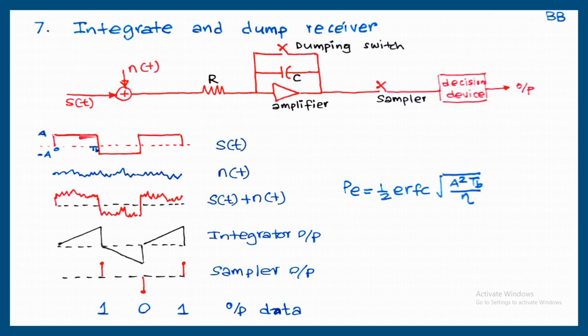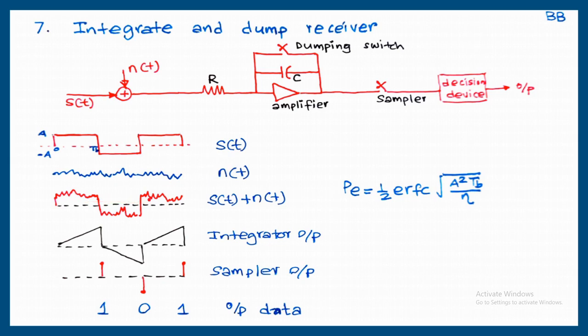So I am showing an example. This is the input signal. It's a non-return to 0 polar signal with amplitude plus A volts and minus A volts, with a duration of each pulse TB seconds. So this is actually representing 1, 0, 1. This is noise. It's a random signal, noise n(t). Now the receiver input is s(t) plus n(t). This is the received signal.